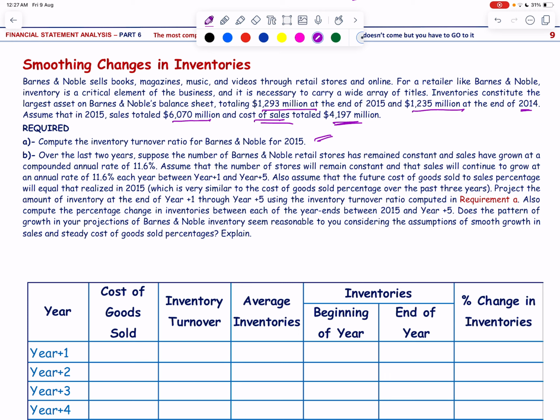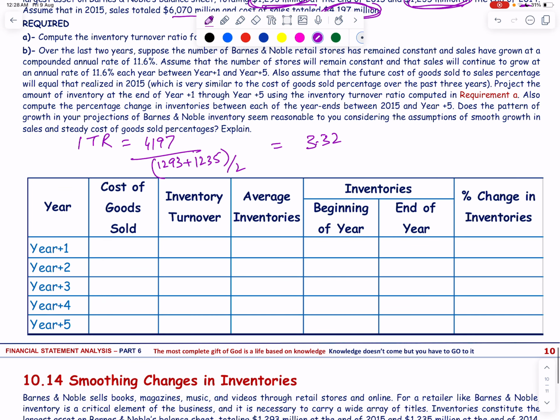So first of all we have to compute the inventory turnover ratio, the same as we have done for the accounts receivable turnover. So the inventory turnover ratio is cost of sales for the year 2015, and that was 4197, divided by the average inventory. The average inventory is 1293 plus 1235, divided by 2, so this is equal to 3.32. So the inventory turnover will be 3.32 for all the years.